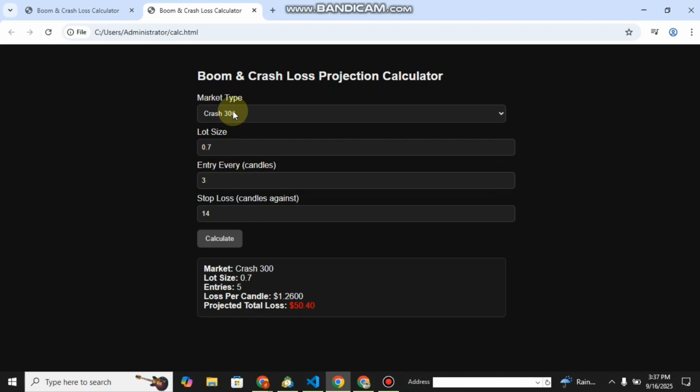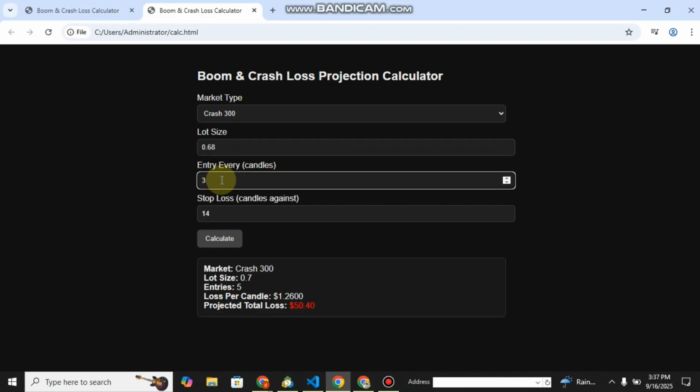Here, you enter the market, you select the market, and it will calculate it directly for you. The lot size, you can put the lot size you want to use. You can use this to add or reduce the lot size, or just type it directly. And also on the phone, you can use this calculator.